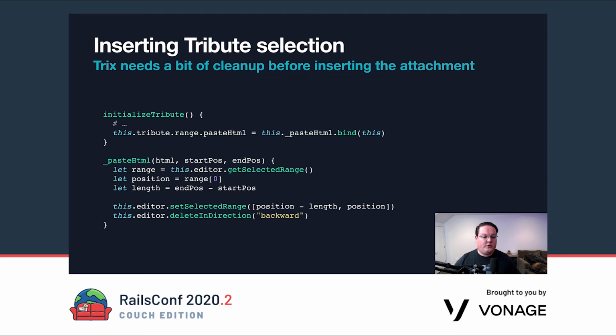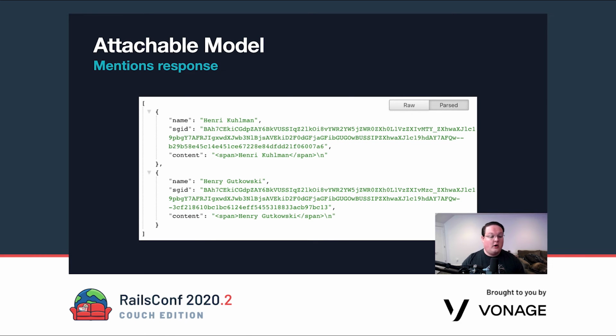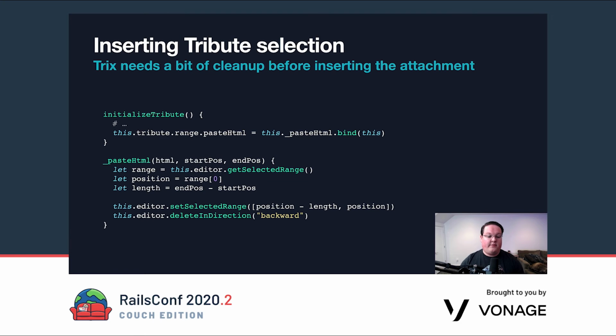So then Tribute is a little tricky because you've been typing into your Trix editor the @mention, like @CHR, or in this case @HENR to get the Henrys filtered down. So when you're typing that text, it's actually still living in the Trix editor, and you don't want to save that. And so when you select a user, we want to delete that. So we can use the pasteHTML callback inside of Tribute, and it will give us the HTML and the start position and the end position.